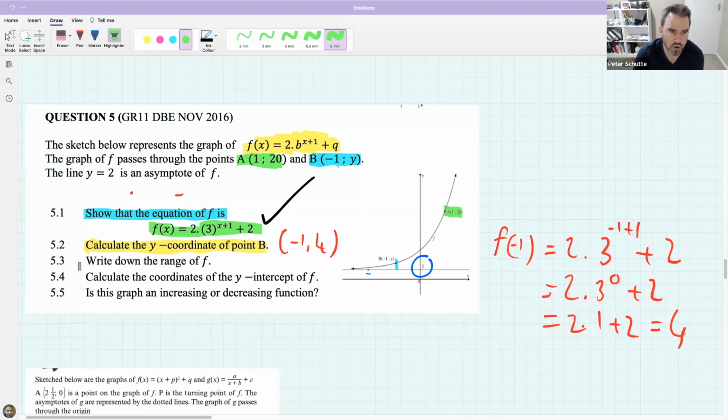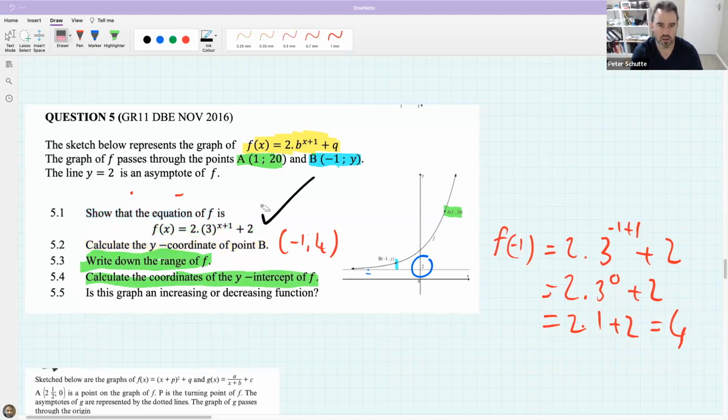I want you to write down the range of f. And I also want you to find the coordinates of the y-intercept of f. So I want you to do the next two questions, which are in green.